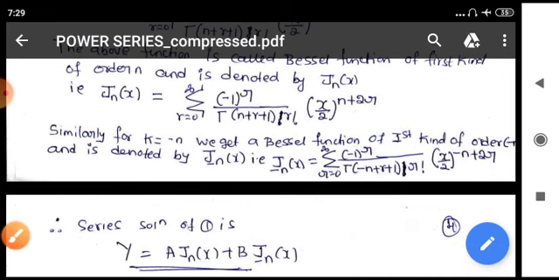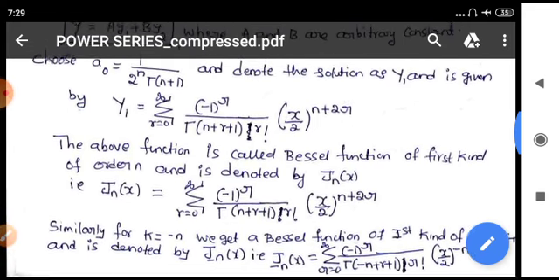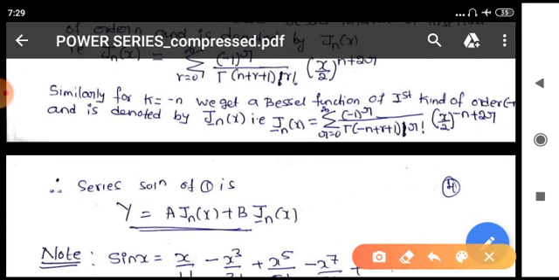So therefore the series solution for equation 1, by choosing a naught as 1 by 2 to the power n gamma of n plus 1, we get it as y equal to a into jn of x plus b into j minus n of x. So thus the series solution of Bessel equation is y equal to a into jn of x plus b into j minus n of x.